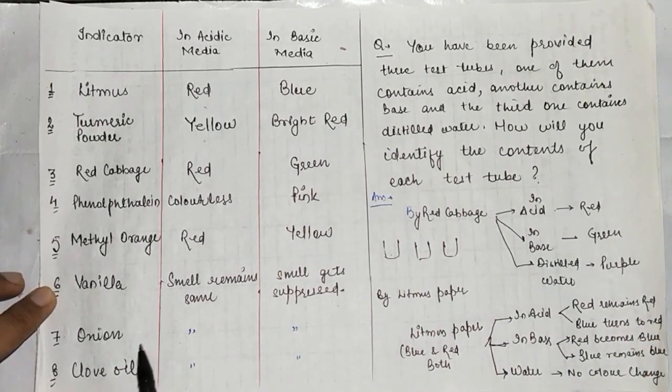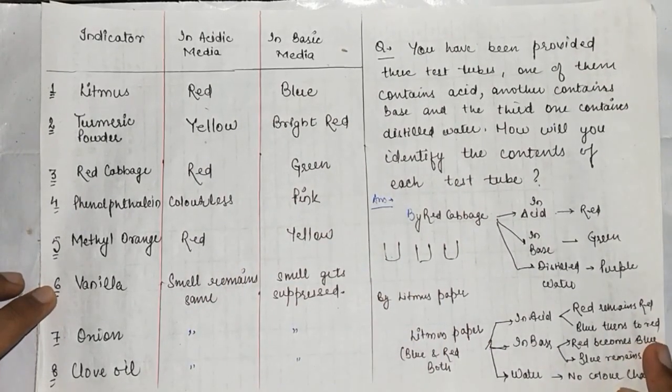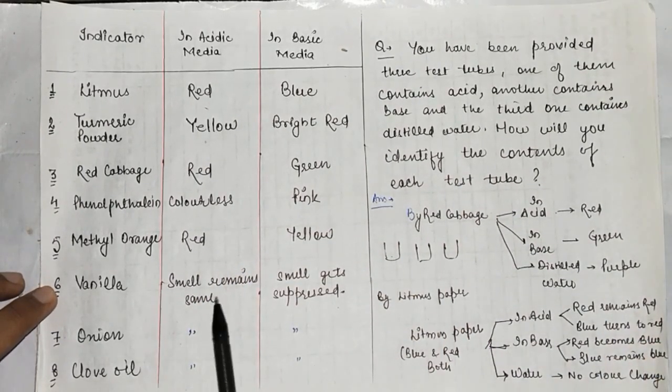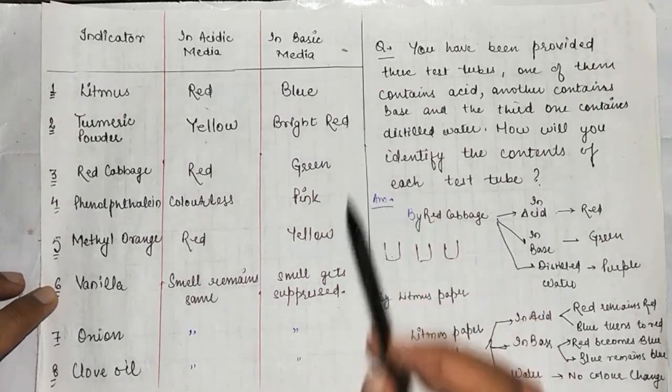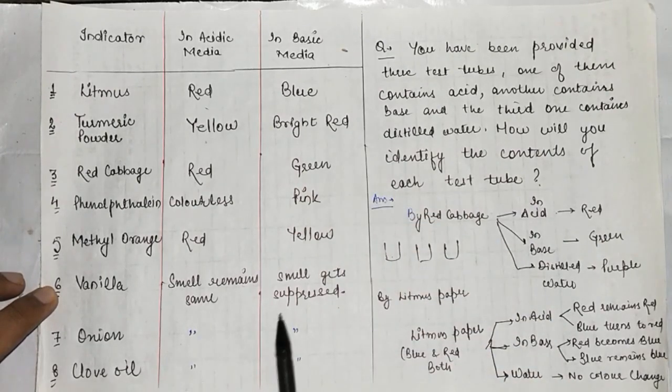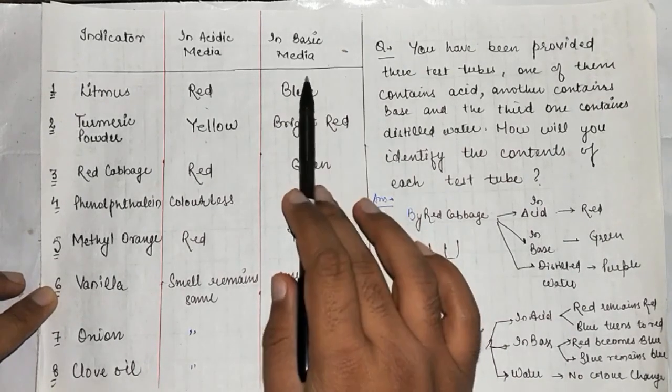If you had checked onion and clove oil in acidic and basic media, you would have found that the onion smell remains the same, and it is the same with clove oil. Its smell remains the same, and in basic media both of them lose their smells. So we can say that all these three olfactory indicators lose their smell in case of base.